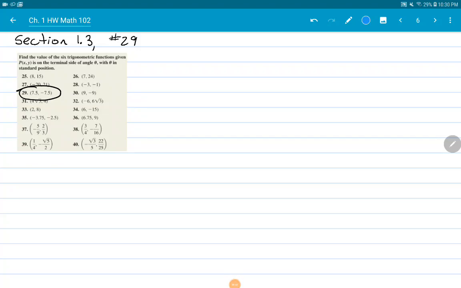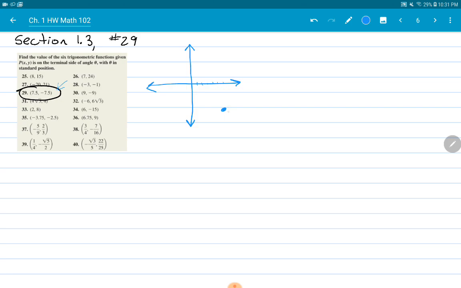In section 1.3, problem number 29, we're asked to find the value of the six trig functions given this point, 7.5 comma negative 7.5, on the terminal side of the angle theta. So I'm just going to draw an axis here to kind of get an image of what that looks like. So theta, let's find P first. So the point P is positive 7.5 and then negative 7.5.